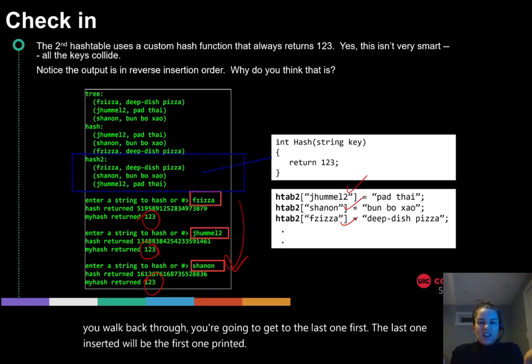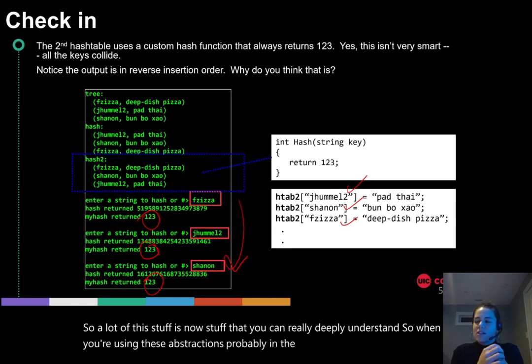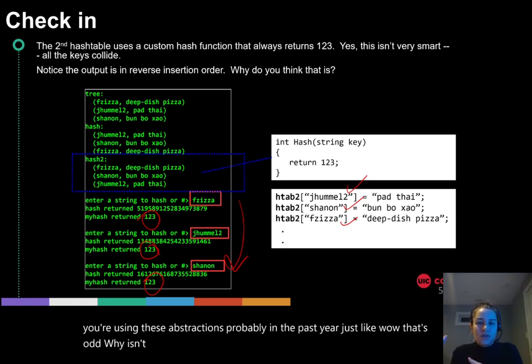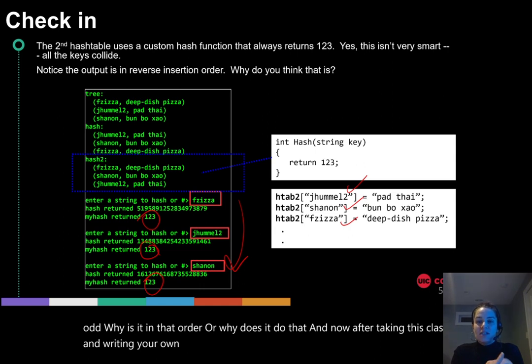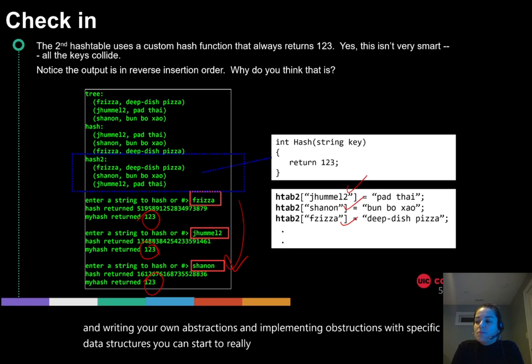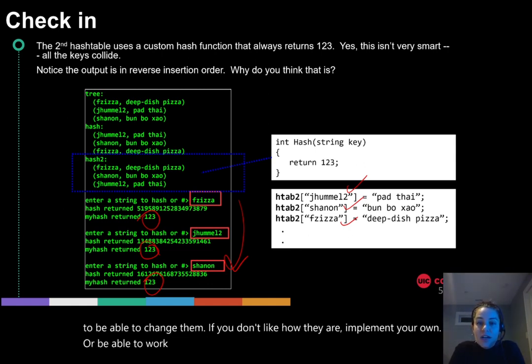So a lot of this is stuff that you can now really deeply understand. When you were using these abstractions in the past, you probably thought, oh, that's odd, why is it in that order? Or why does it do that? And now after taking this class and writing your own abstractions and implementing abstractions with specific data structures, you can really understand these things enough to change them if you don't like how they are and implement your own, or work within what is already there to make the best decisions for the problems that you're solving.